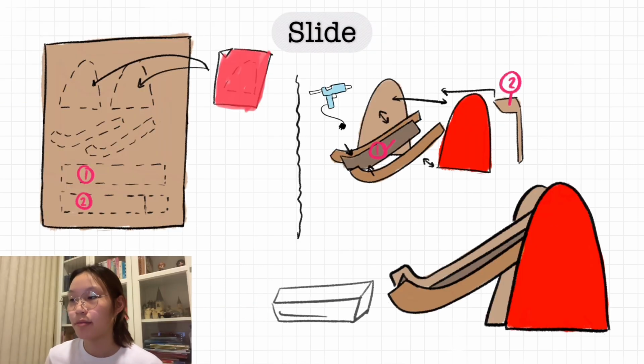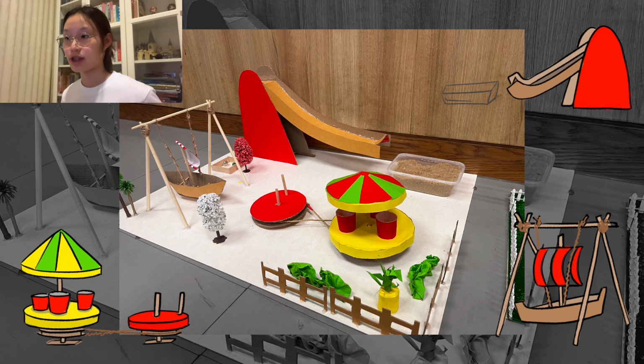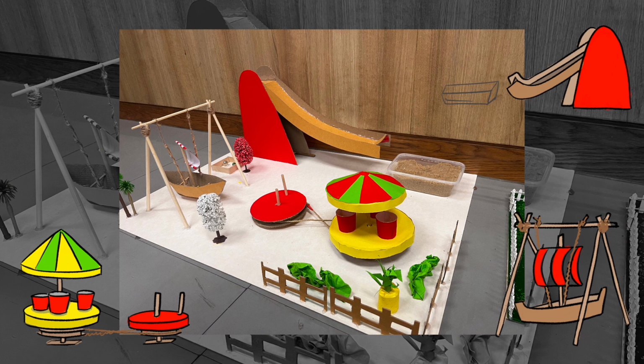Moving on to the last element we have in our amusement park, the slide. First, we drew these shapes onto a cardboard sheet and cut them out according to the dashed lines. After we got them all out, we just glued them with a hot glue gun. Glue the slides together first and then glue the structure second. Finish this up by gluing everything onto a large beer mat board and filling a plastic container with sand.